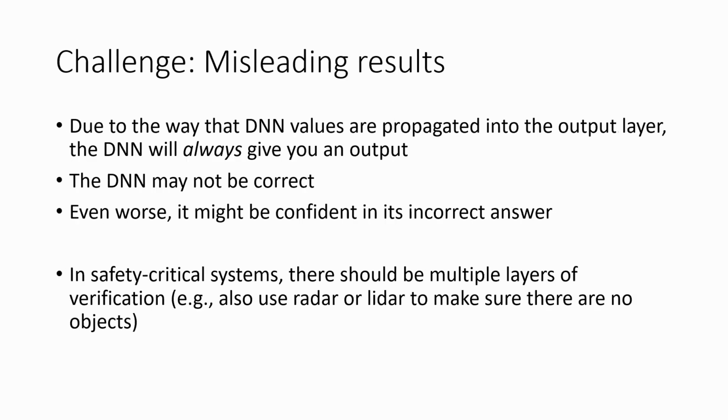What about misleading results? We talked about how DNNs will always give you an output, even if it doesn't know what it is, even if it hasn't seen it before. And the DNN might not be correct. And even worse, it could be very confident that it's correct when it's not.